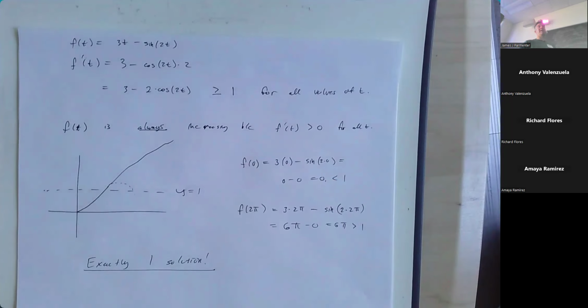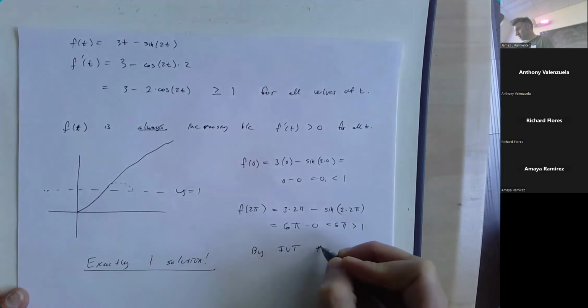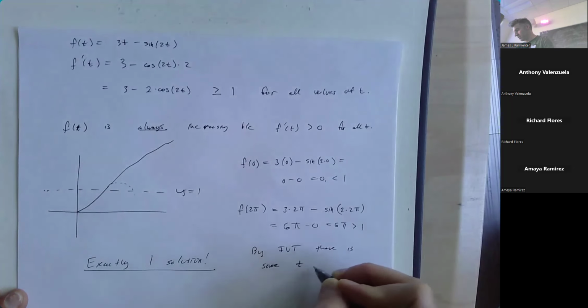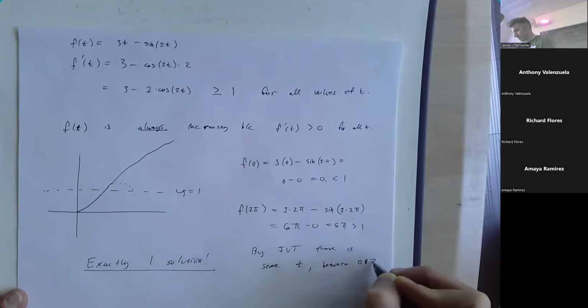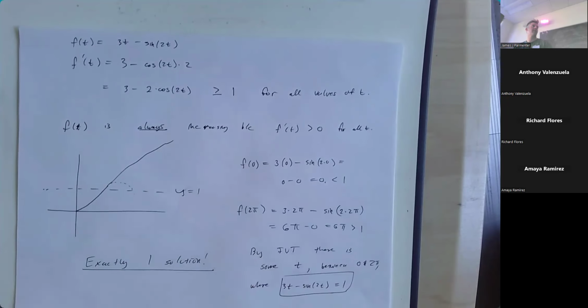And then we showed that there actually was a solution by using the intermediate value theorem. So then we can say by the intermediate value theorem, there is some value t between 0 and 2 pi where 3t minus sine of 2t does in fact equal 1. That's what we're saying with all this.